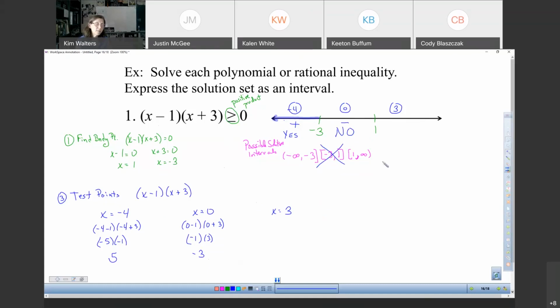Does that mean the next one automatically works? Sometimes yes, sometimes no. I wouldn't count on it. I would check it, okay?